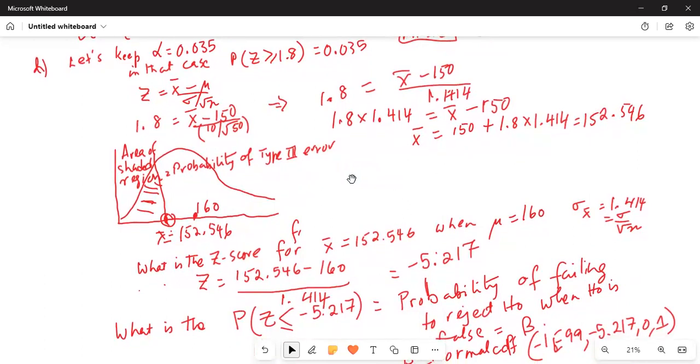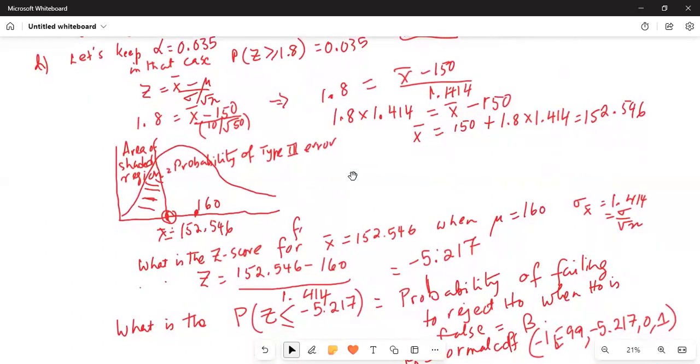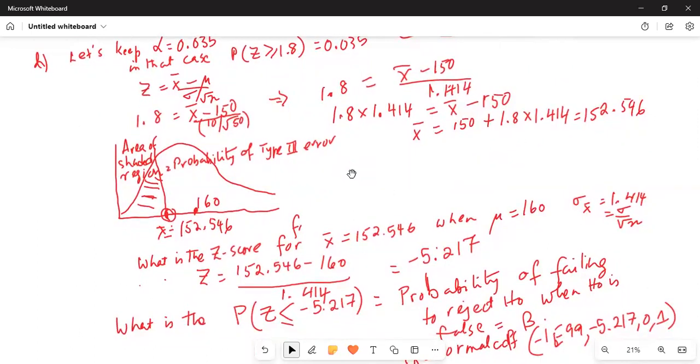So then we find out the z-score for X bar equal to 152.546, and that z-score is a very small negative number, minus 5.217. So beta is the probability of failing to reject H0 when H0 is false, and that probability will be to the left of X bar equal to 152.546, and that is almost equal to 0. So our alpha is 0.035 and beta is almost 0.